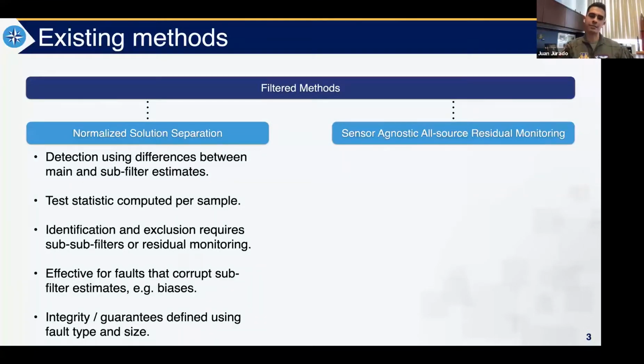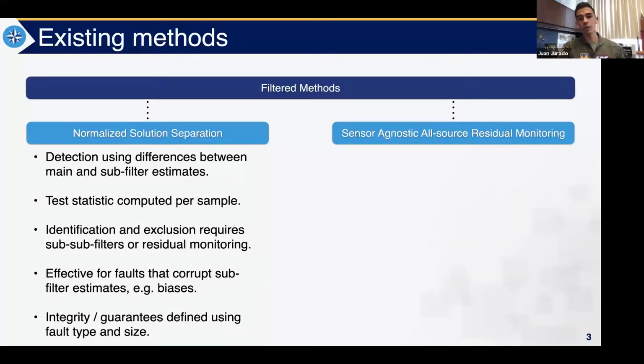And this is really effective, as we saw in our research, for faults that actually corrupt that solution difference. When you have a fault in a particular subfilter that causes the subfilter to move away from the main filter, that's observable, because now that difference is actually observable in the solution space, in the state space. What it doesn't do so well at is faults that are not biases, essentially, that don't increase the separation between the main filter and the subfilters.